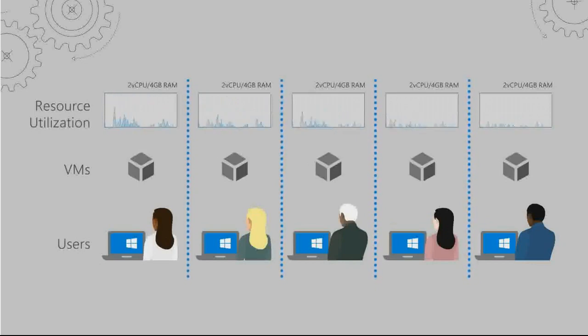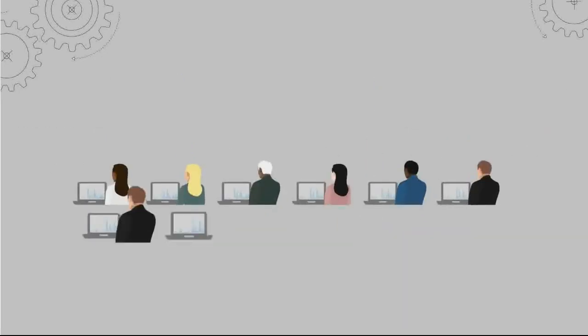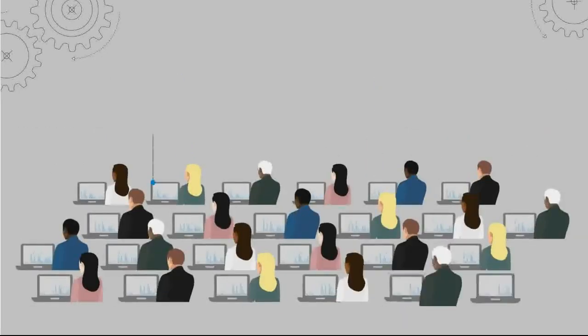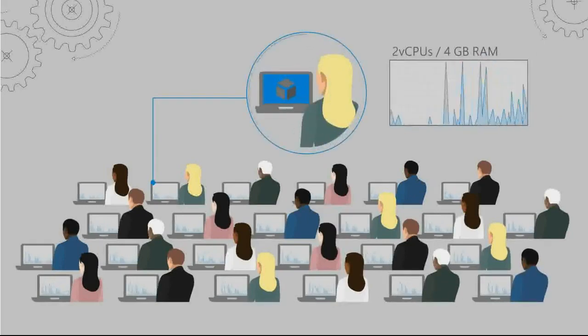Now, if we consider a real-world scenario where I have 24 of these task workers, and I were to provision VDI instances in the cloud, inefficient use of resources starts to create a significant gap between what I'm paying for and what I'm using. In this case, I would require 48 vCPUs and 96 gig of RAM.